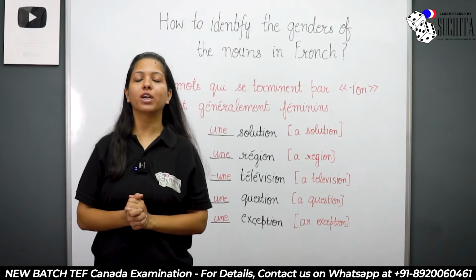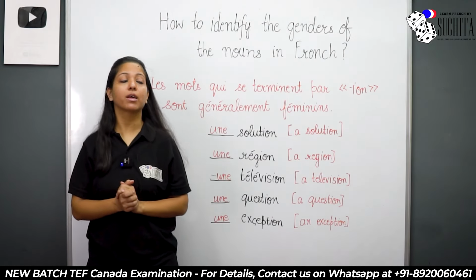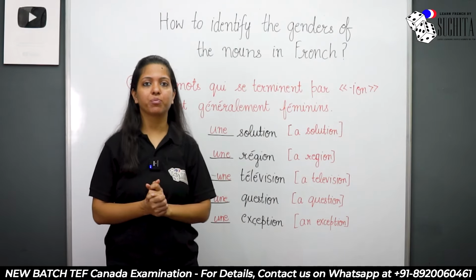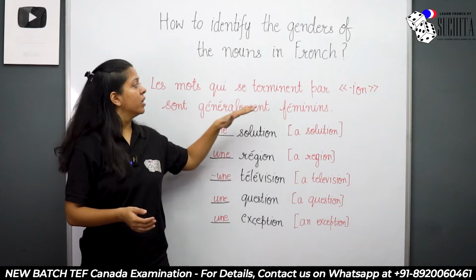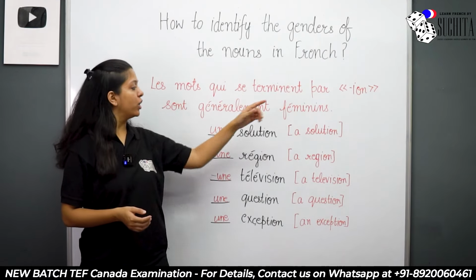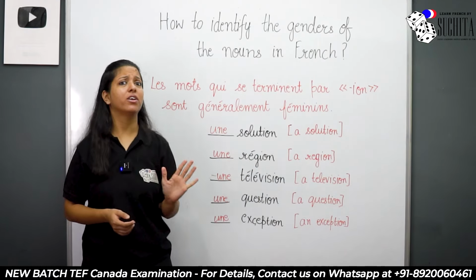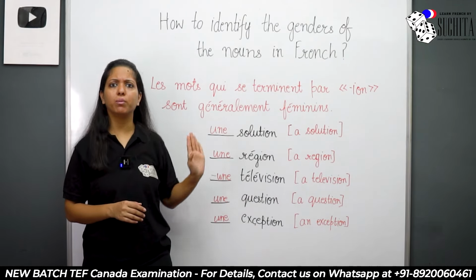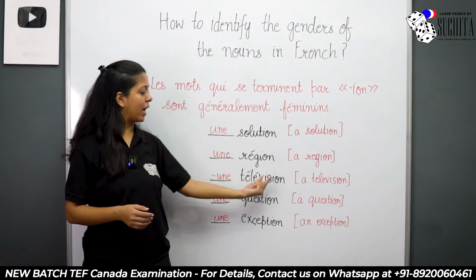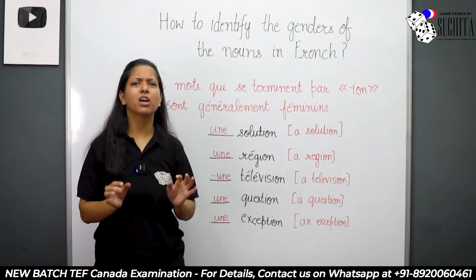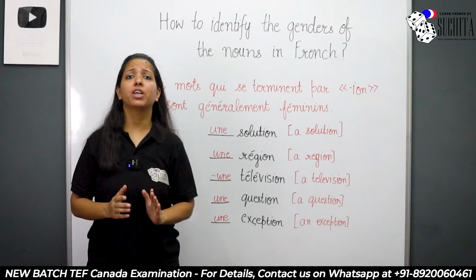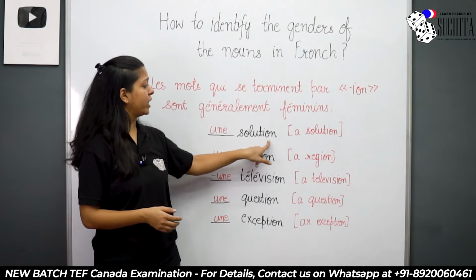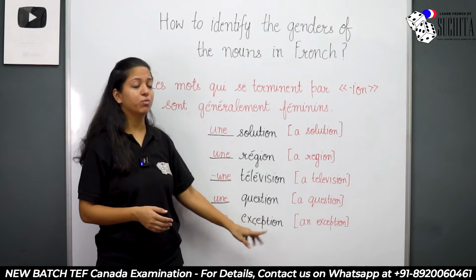Now the second rule in front of you is les mots qui se terminent par ION sont généralement féminins. The second rule states that the words which end with ION are generally feminine, in 98 to 99% of the cases this rule will be true. There are very, very few cases wherein the words are ending with ION and they are masculine. So the words which are ending with ION, they are going to be feminine.